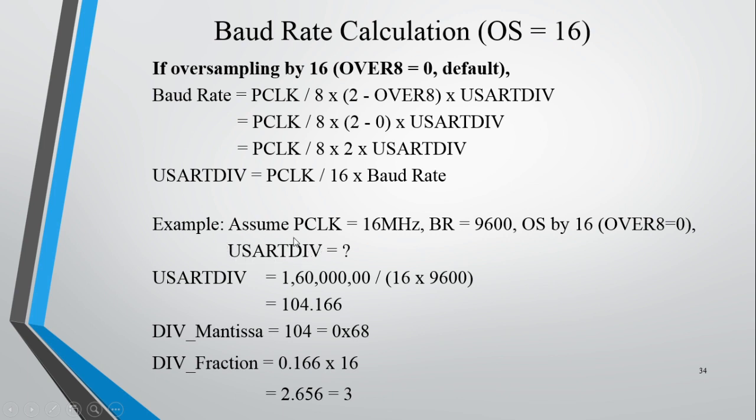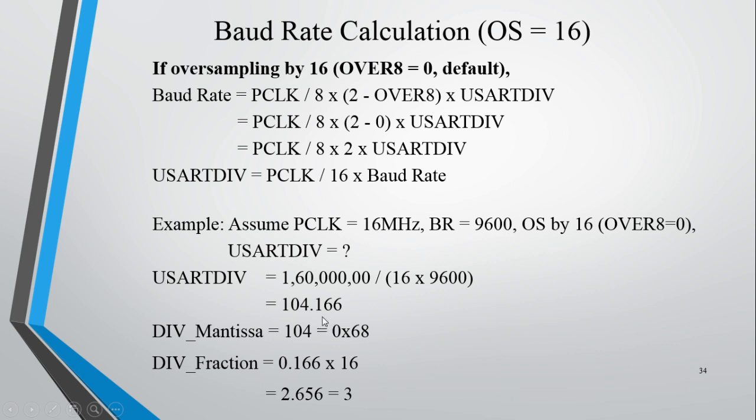What value should be moved to BRR? How will you calculate this? USARTDIV equals PCLK, 16 MHz, by 16 into baud rate. That is the equation, PCLK by 16 into baud rate. So when you substitute 16 MHz, then 16, and baud rate as 9600, you will get USARTDIV as 104.166. So 104 is the mantissa part. If you write it in hexadecimal, it will be 0x68. 0.16 is the fraction part.